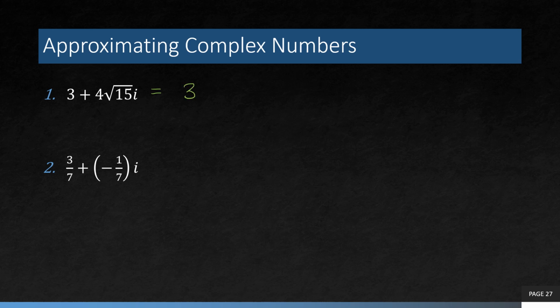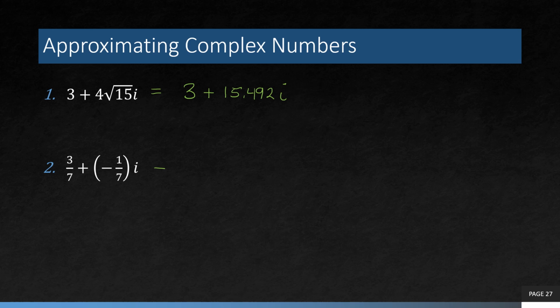If I take 4 times the square root of 15 and round it to 3 decimal places, I get 15.492. And that's because the next digit is a 9. So I'm going to leave it like that. I'm going to keep the i, and that's all they want you to do on this one.